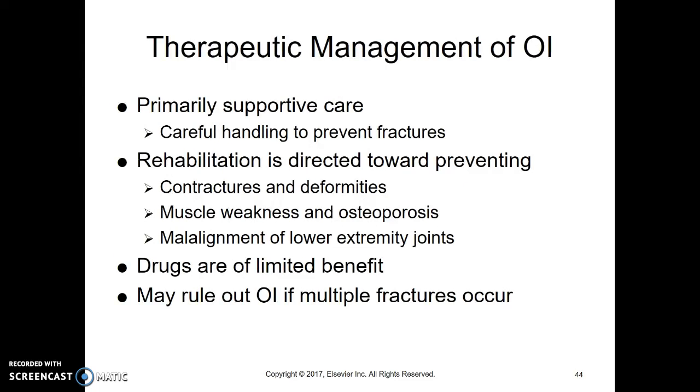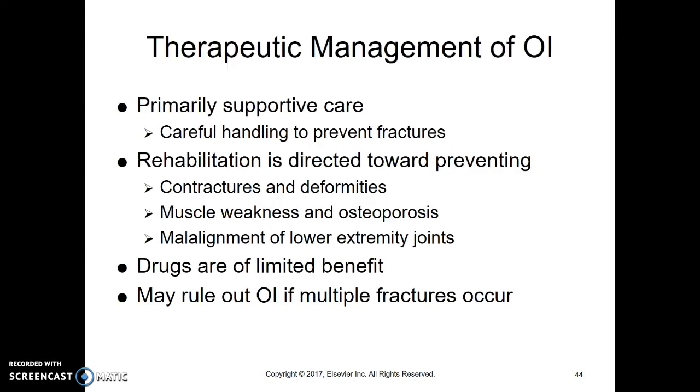The main treatment is just trying to prevent fractures. So particularly if it's a severe form, we're going to treat this child very carefully, very gently. Ask the parents the best way to do diaper changes or to turn them, do things. A child who has this, some of our goals are going to be to prevent contractures and deformities, avoid or prevent muscle weakness and osteoporosis, try and work on normal mobility and alignment of the joints.